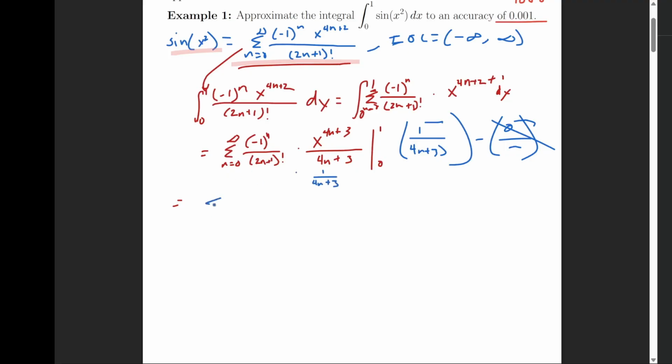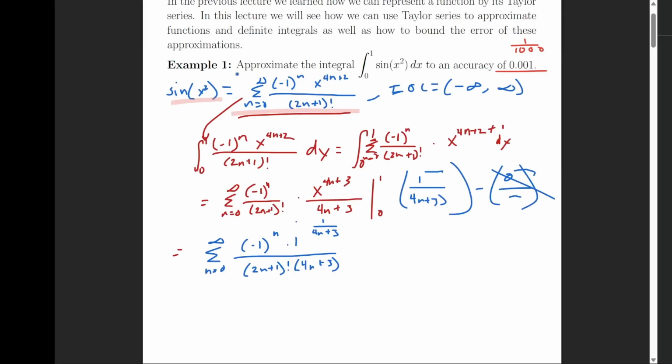So then our new equation is going to be the summation of, so it's like this times 1, right? So I'll just write it. And then this times this. So we have (2n plus 1) factorial times (4n plus 3). This is our new equation that we're dealing with. But that's not what it's asking for, right? It's asking us to approximate the integral to an accuracy of 1 over 1,000, right?